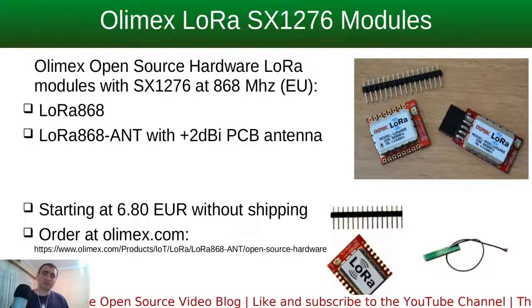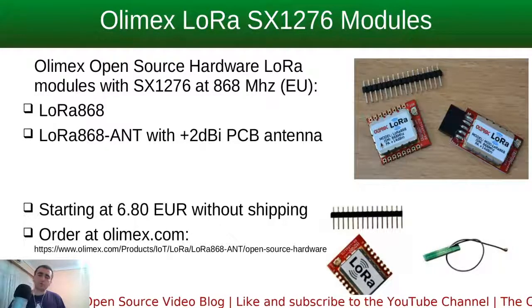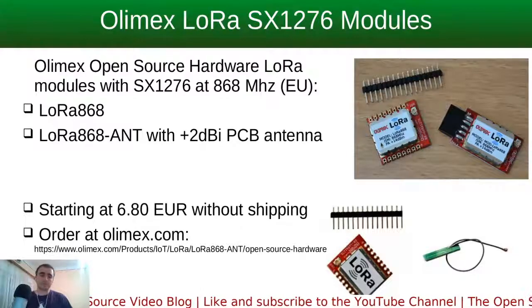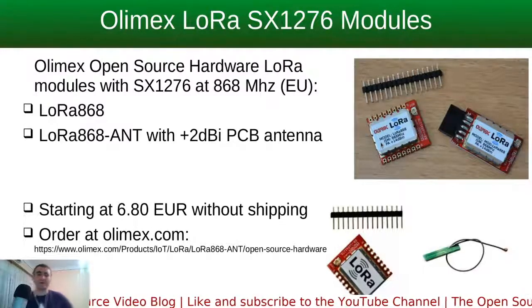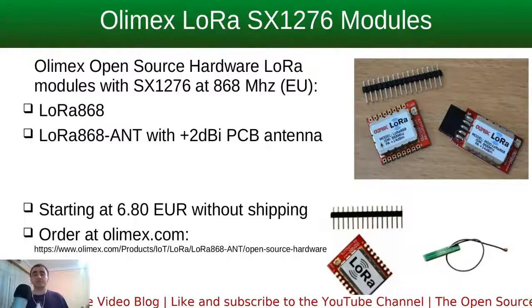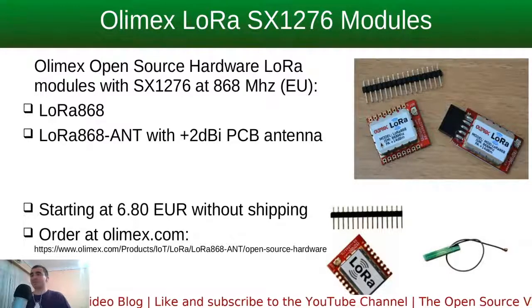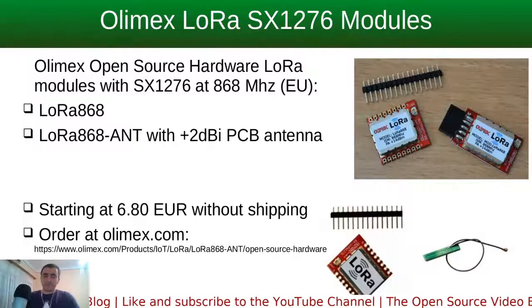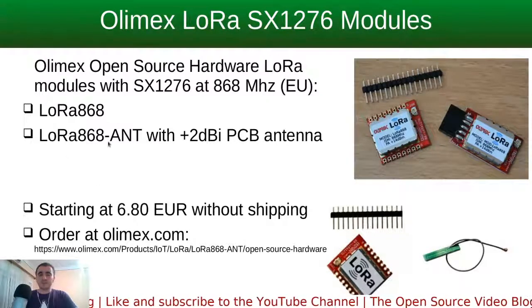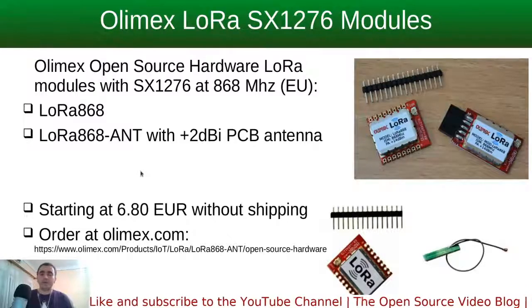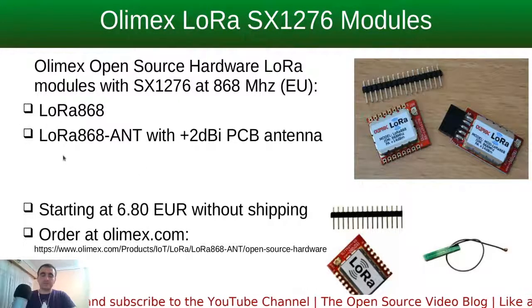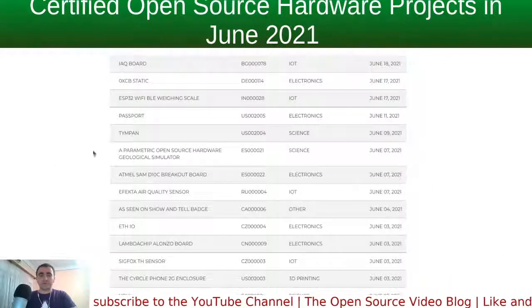There are two versions of these modules. One of the modules is breadboard friendly, so you can solder pins and put it on a breadboard. Really cool for prototyping. There's also a version of the module which supports an external antenna. The antenna is useful for extending the range. Yeah, so if you're interested in LoRa, if you have a LoRa gateway and you need client devices, have a look at this. It's a really interesting open source hardware project.